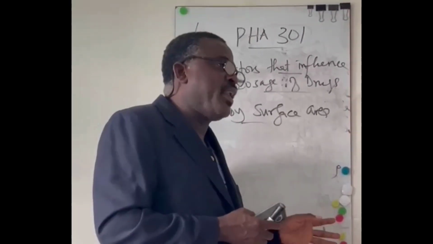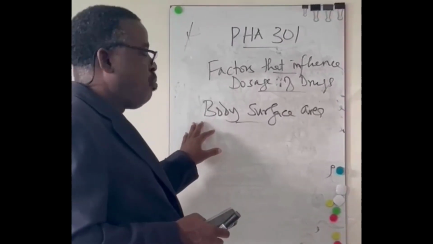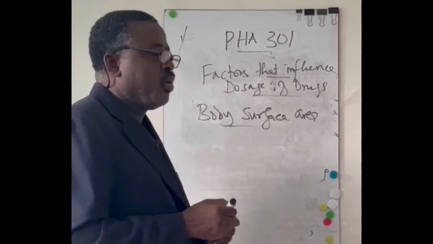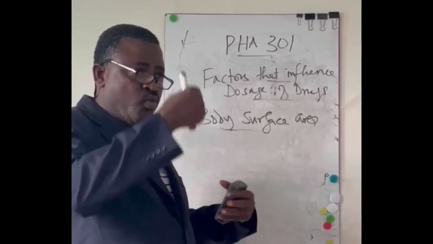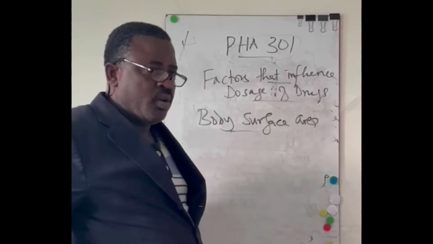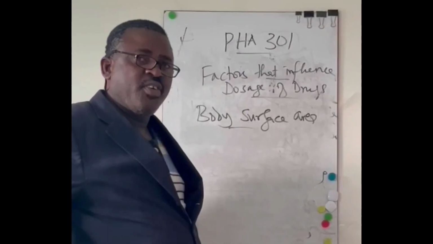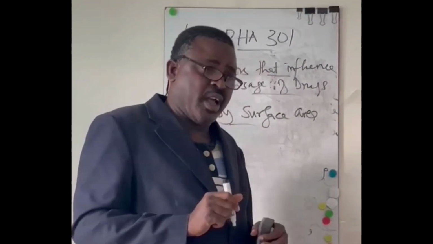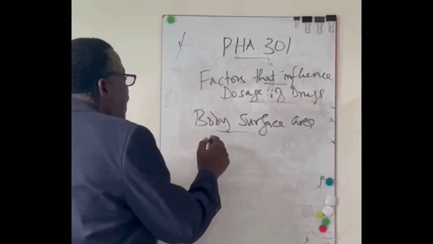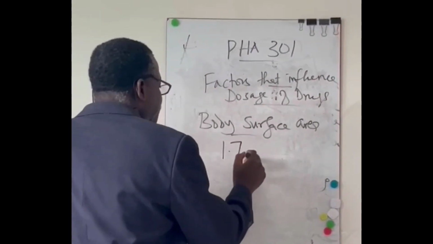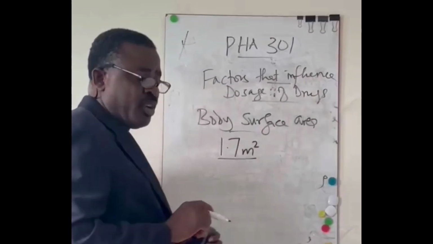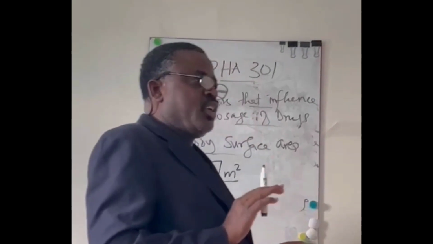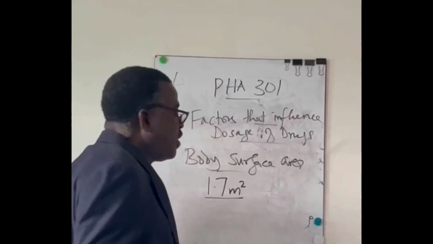But what is globally accepted is body surface area, simply because this one takes care of the entire human being. You weigh your height against your length and your breadth. So that is what together forms your body surface area. And it was mentioned that every adult has 1.7 meters square as body surface area.